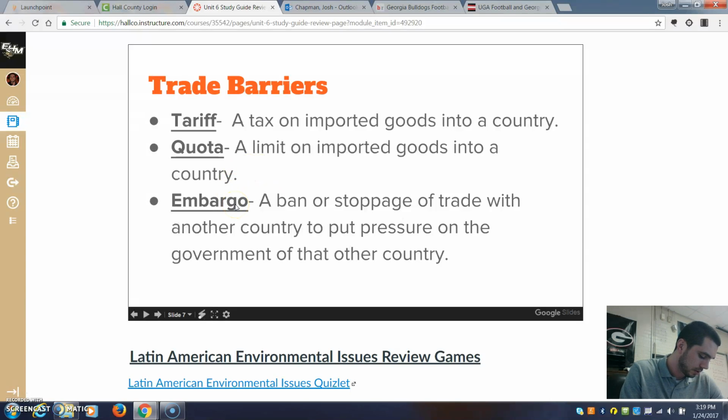Embargo, okay, is the next one. We're on the back now. Embargo: a ban or stoppage of trade with another country to put pressure on the government of that other country. Okay, remember, a ban, so they stop trading with the other country. That's embargo, so you need to write all of this, please.